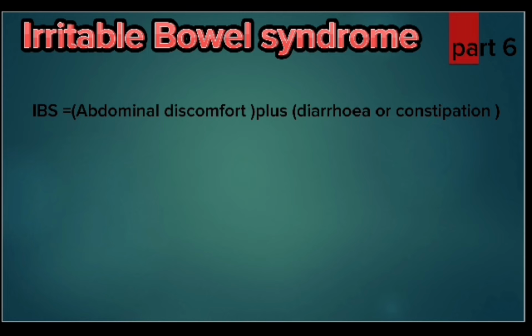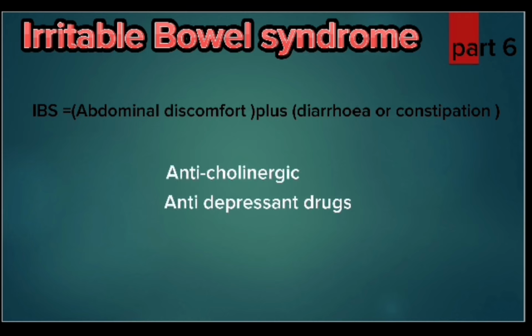So this is irritable bowel syndrome, and for this we will give three types of drugs: anticholinergic drugs, antidepressant drugs, and other symptomatic drugs, for diarrhea, like antidiarrheal drugs, and for constipation, like laxative drugs.